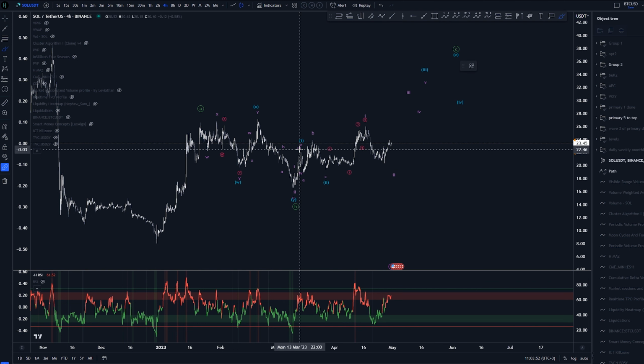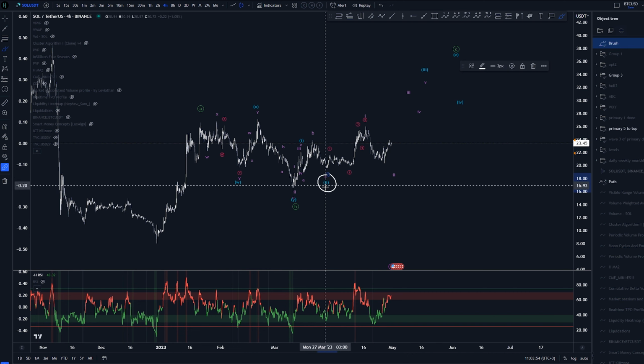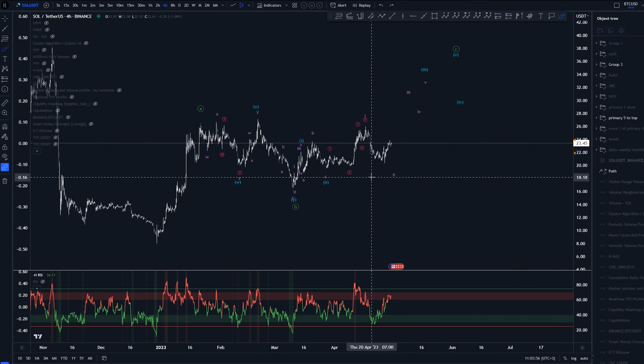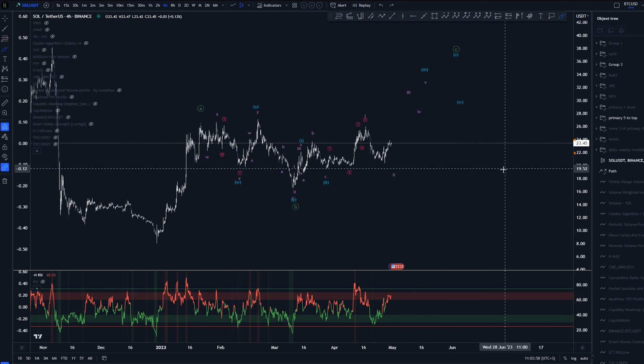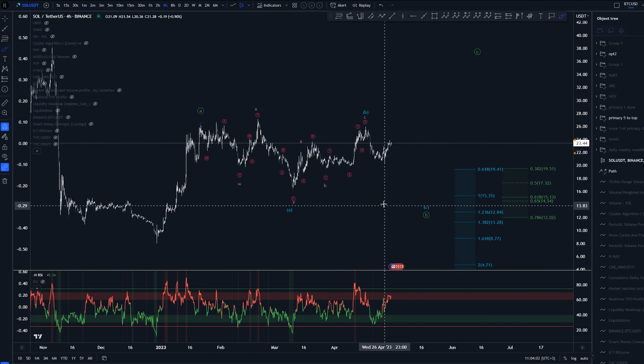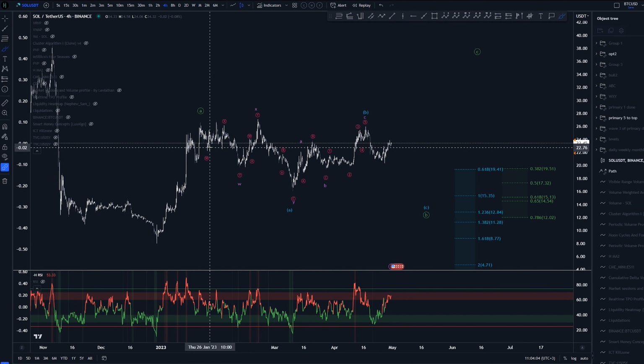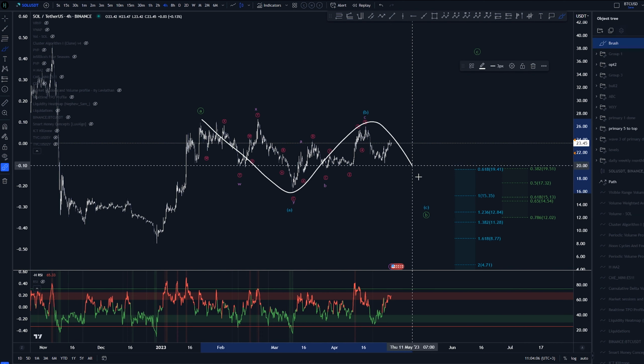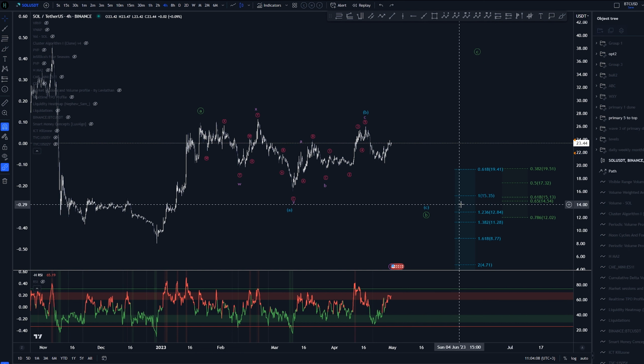Not the best one, because again, we have a running flat here on wave 2, which generally is not that common, but that's that. Otherwise, it looks decent. The preferred idea that I described previously to you was that we were looking for that ABC structure coming down here.